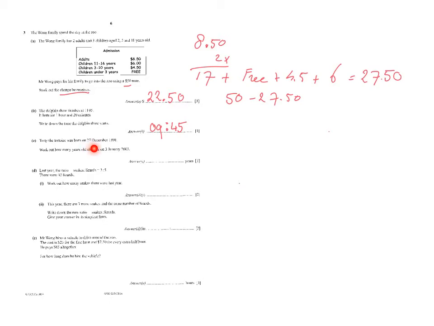Torty the tortoise, do I pronounce it properly? Tortoise, was born 27th of December 1898. Yet again, they get quite old. Work out how many years old he was on January the 3rd, 2003. And it's a little bit tricky because they talk about the 27th of December when he was born, and how old was he on the 3rd of January? So the new year just started there.